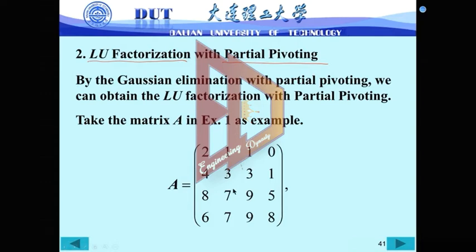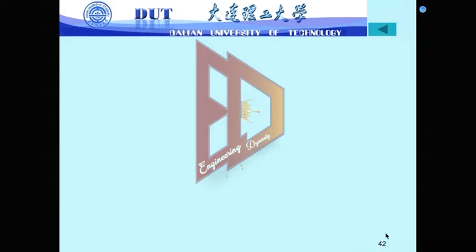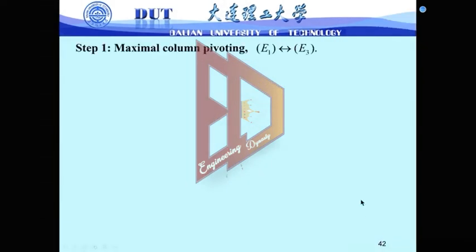Now we also choose the same example, but now we apply Gaussian elimination with partial pivoting, and we want to obtain the LU factorization with partial pivoting for this matrix A. Is it okay? Let's practice now. Step 1. You should know the difference between Gaussian elimination and Gaussian elimination with partial pivoting: we just need to select a new pivot in each step before elimination. Are you clear?